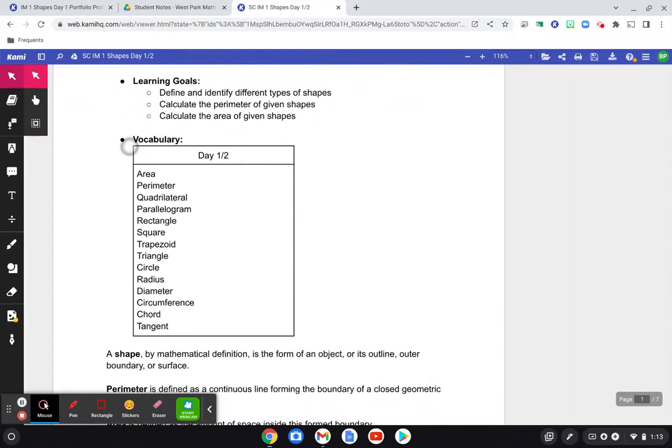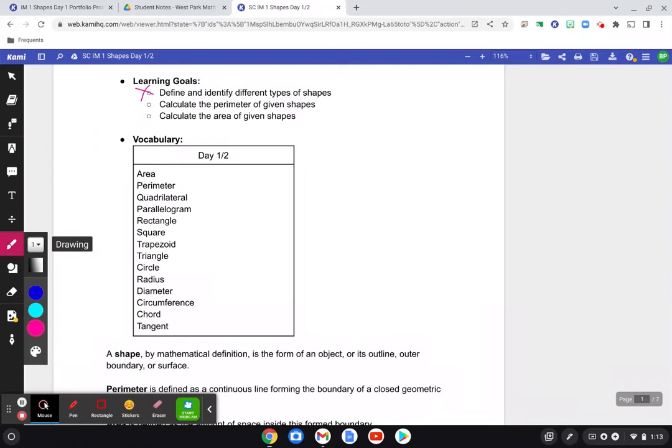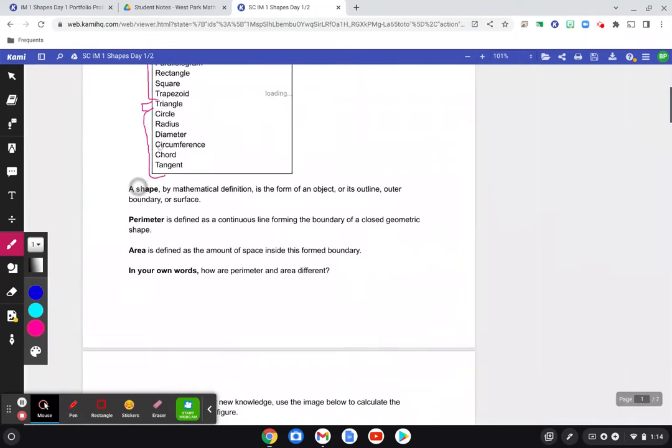Basically, today's lesson is based around being able to define and identify different types of shapes, and then calculating the perimeter and area for these defined shapes. And those shapes I'm talking about here are different types of quadrilaterals, such as rectangles, squares, and trapezoids. We included triangles in there as well. And then we talked about circles and how radii, diameter, circumferences, chords, and tangents all relate to circles. So there's a lot here. A lot of it is review from stuff that you may have seen at some point in the past.